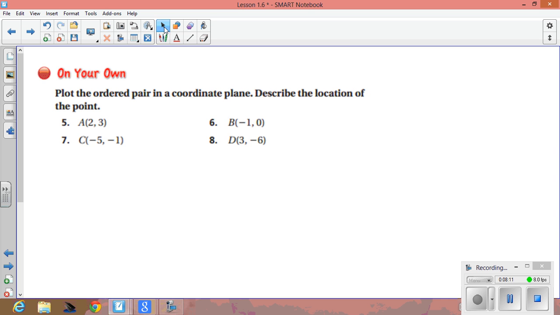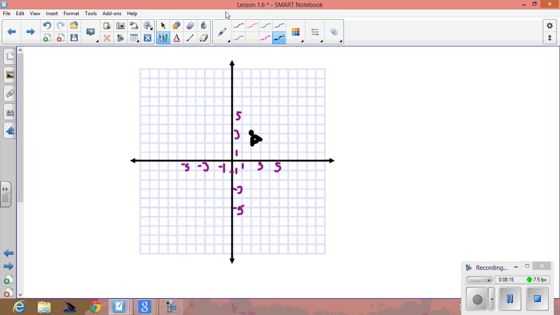All right, we're going to go to the next page. Point B is -1, 0. So we are going to go on the x, -1, so left 1, and then 0 means don't go up or down. So here is point B, right in there.